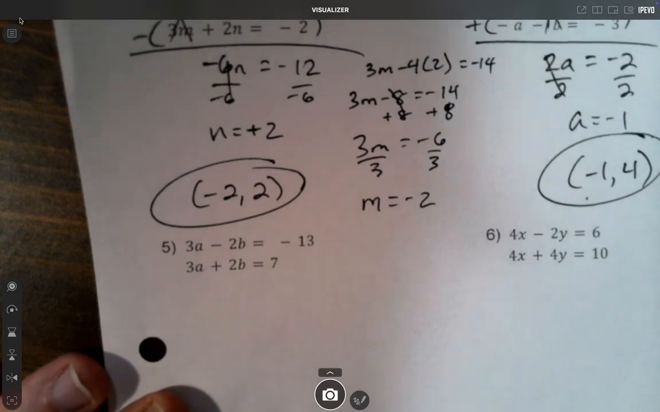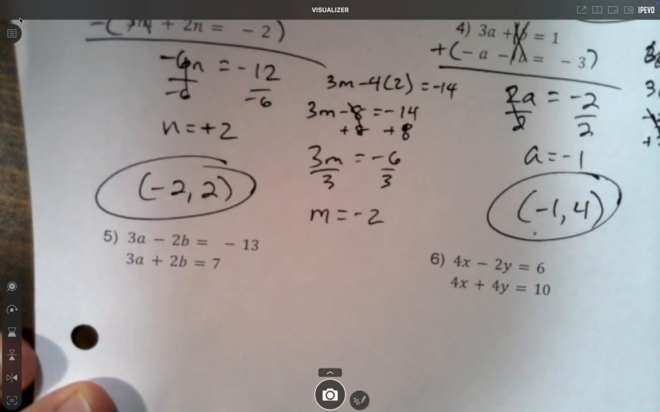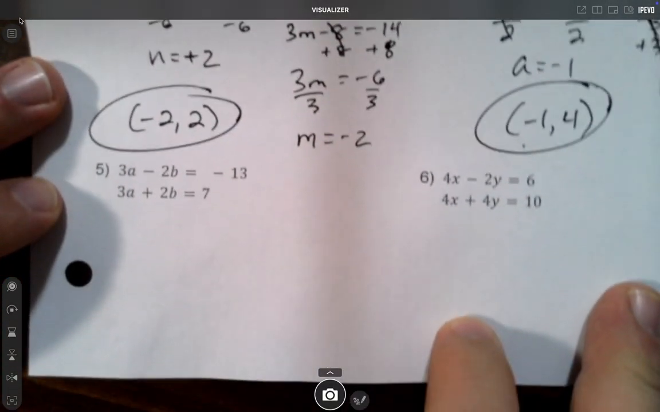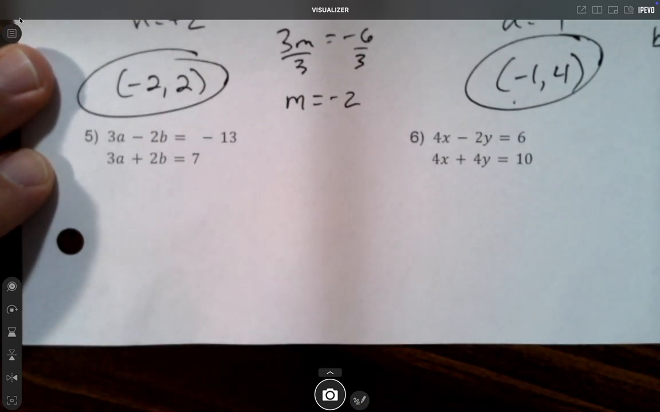At number 5, I'll take a brief moment to let you look at number 5 and say, okay, which variable is easiest to eliminate? And should I add or subtract to make that happen?